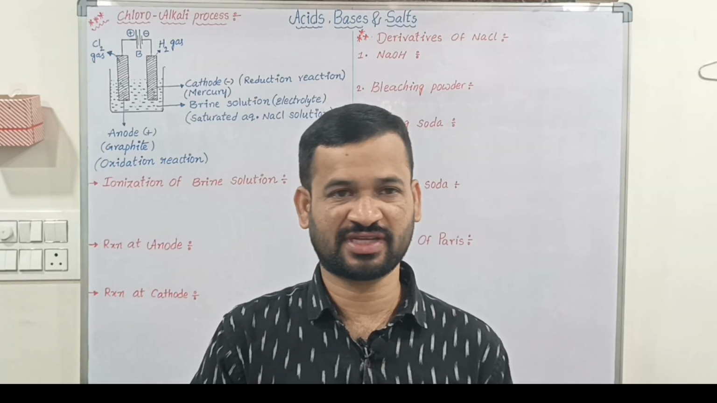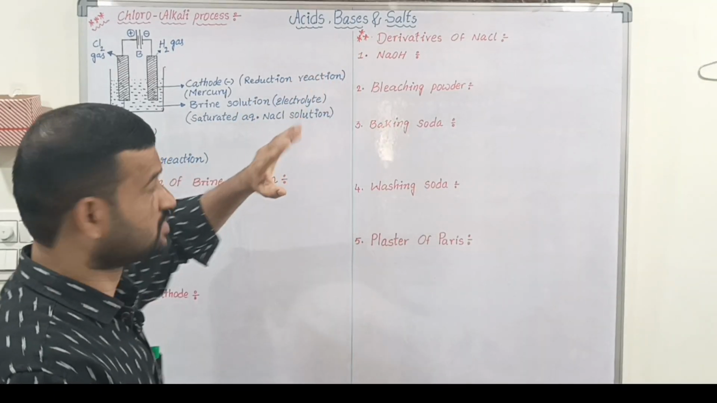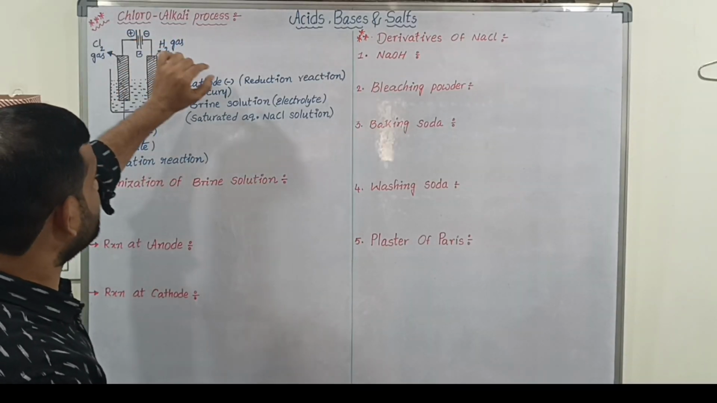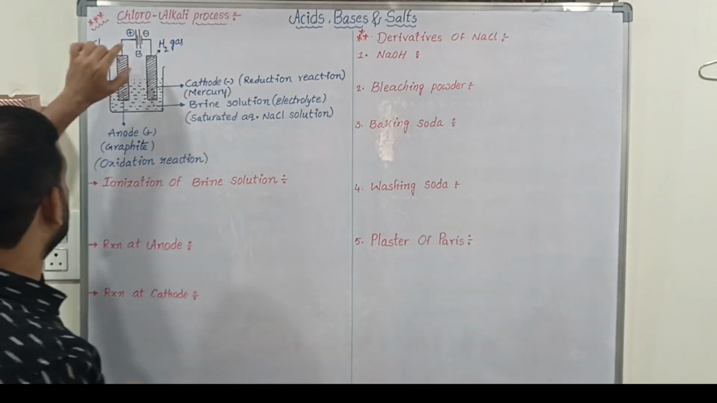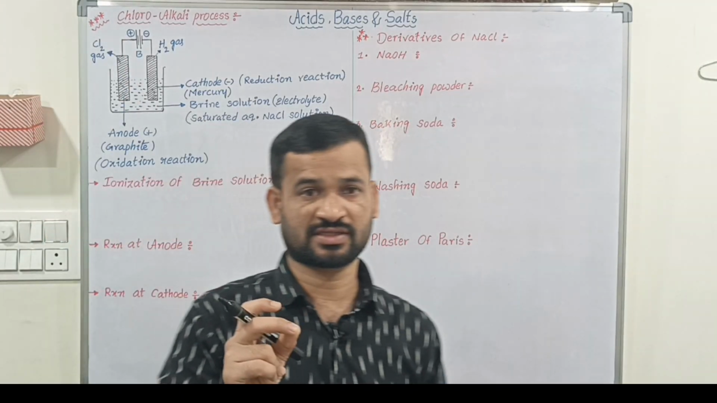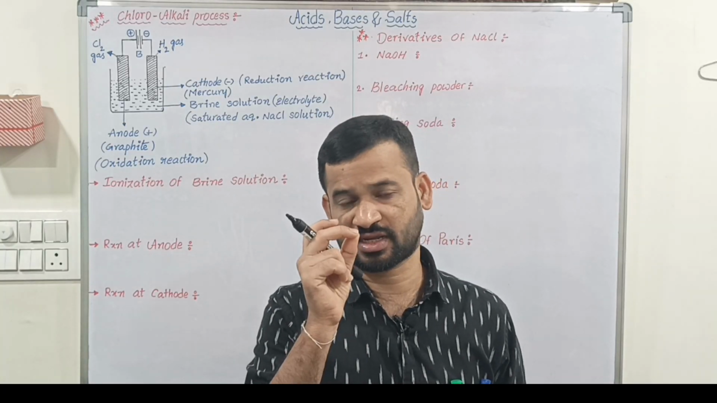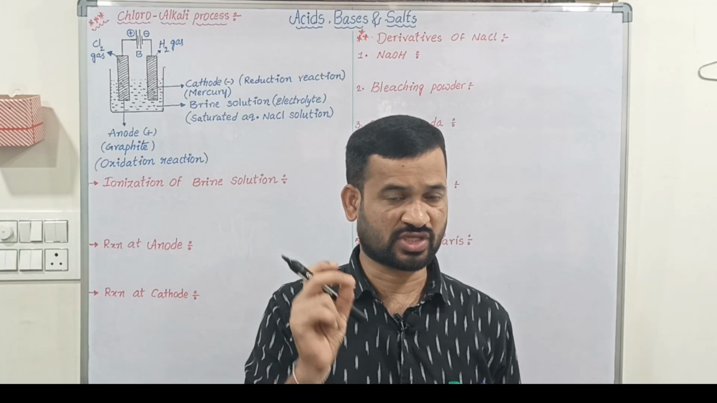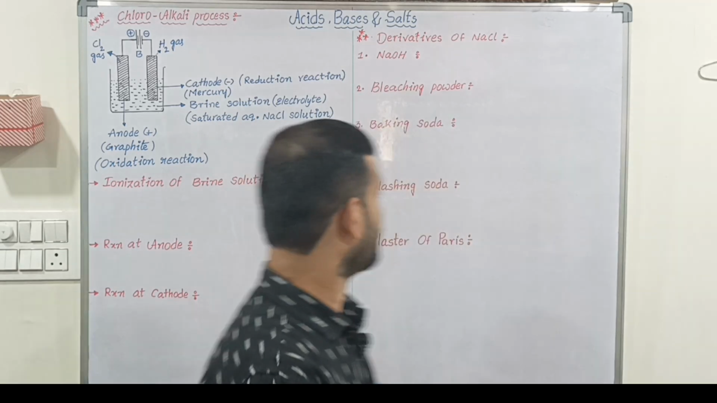So in this class we will discuss these two topics in this lesson: acids, bases and salts. First one is the chloroalkali process and second one is derivatives of sodium chloride. Chloroalkali process. In this process we will discuss the preparation of chlorine gas, hydrogen gas and caustic soda. Caustic soda means sodium hydroxide, NaOH.